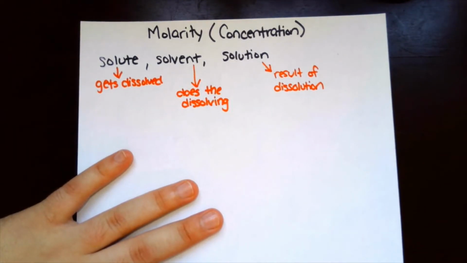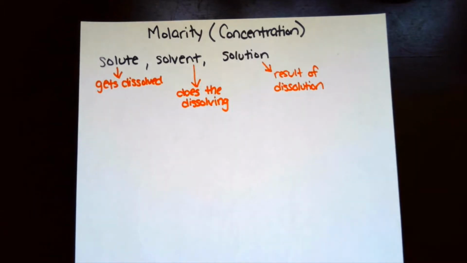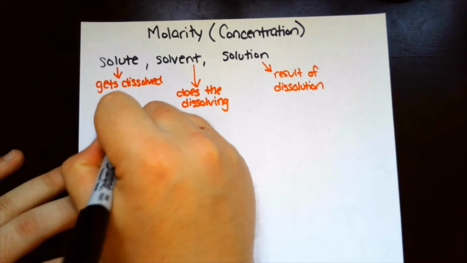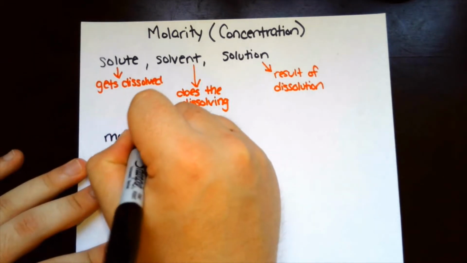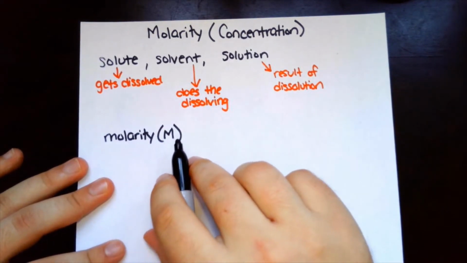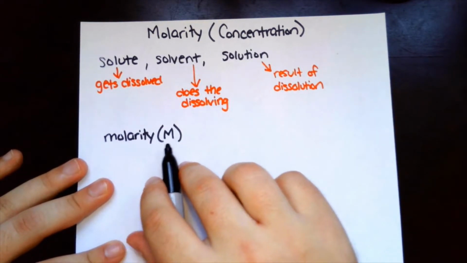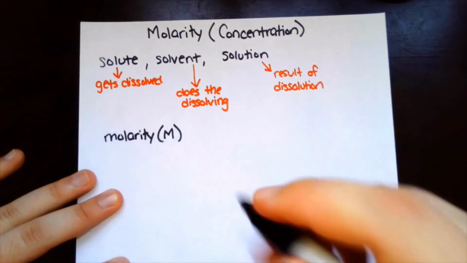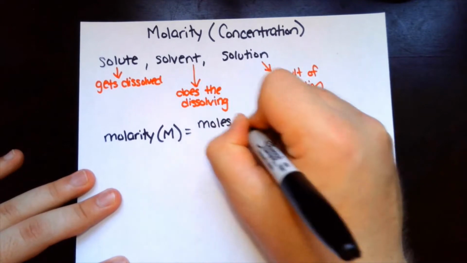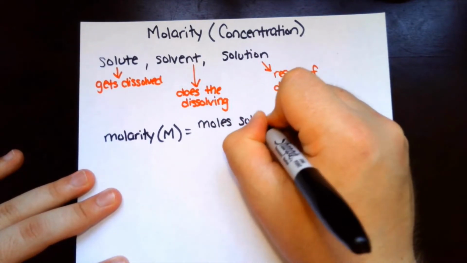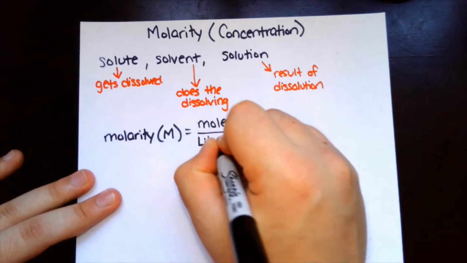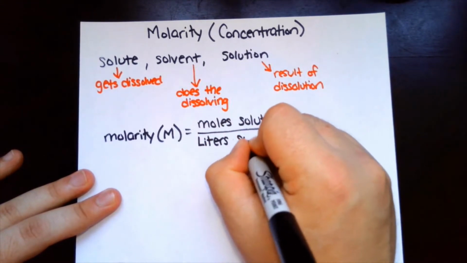So let me switch it back to black. Alright, so molarity, it's represented by a capital M, and in fact, when you do a calculation, the actual final unit is just a capital M that you use for molarity. And it equals, mathematically, the moles of your solute over liters of the solution.